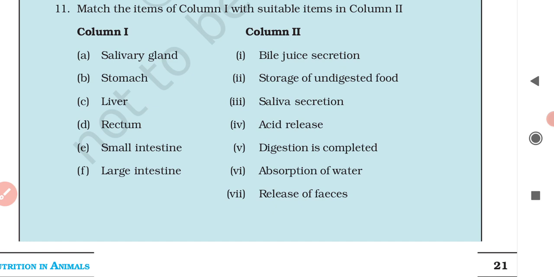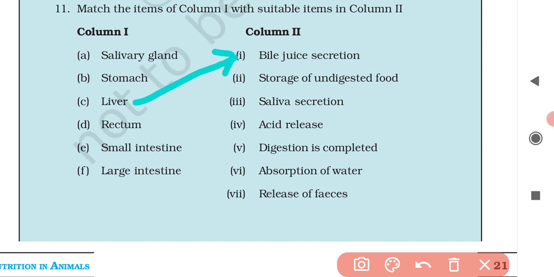First of all, salivary gland. What does the salivary gland secrete? It secretes saliva. Salivary gland will be matched with option number 3 of column 2, that is saliva secretion. Next, stomach. What does the stomach produce? Stomach produces acid, HCl, hydrochloric acid, right? So you can match option number 4 of column 2, stomach, with acid release. Next, liver. It will be bile juice secretion. Yes, liver secretes bile juice.